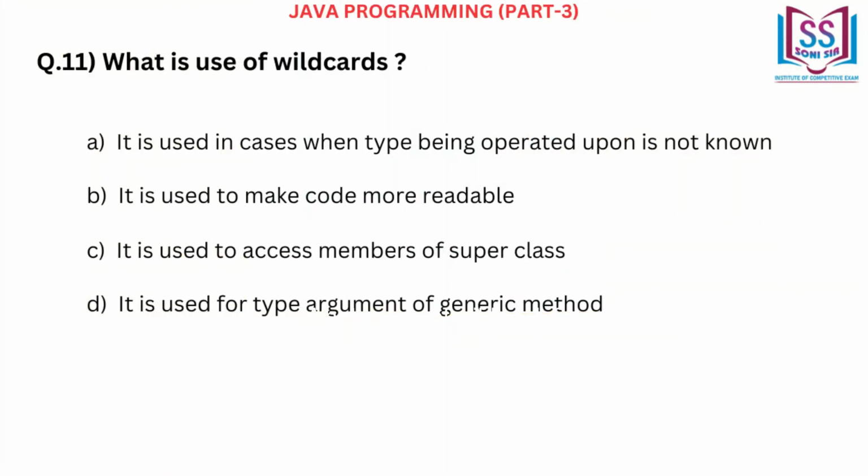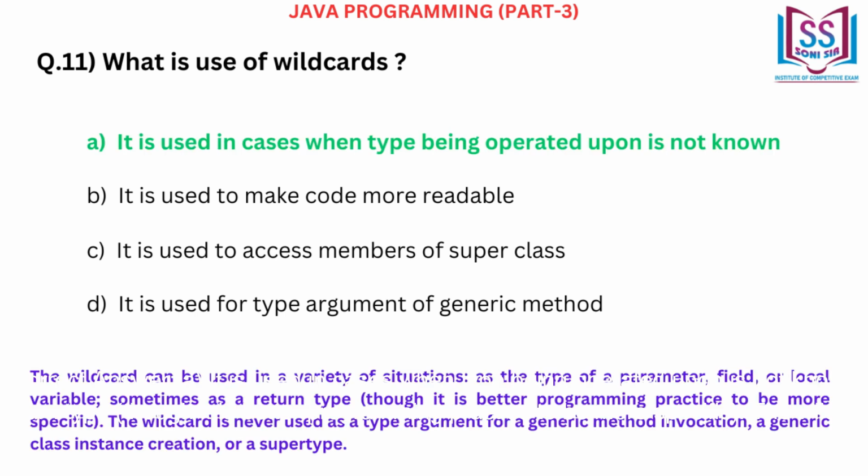What is use of wildcards? A. It is used in cases when type being operated upon is not known. B. It is used to make code more readable. C. It is used to access members of superclass. D. It is used for type argument of generic method. Correct answer A. It is used in cases when type being operated upon is not known.